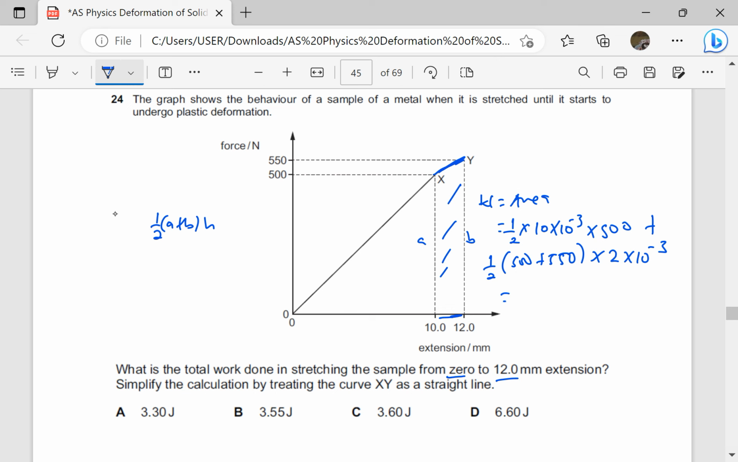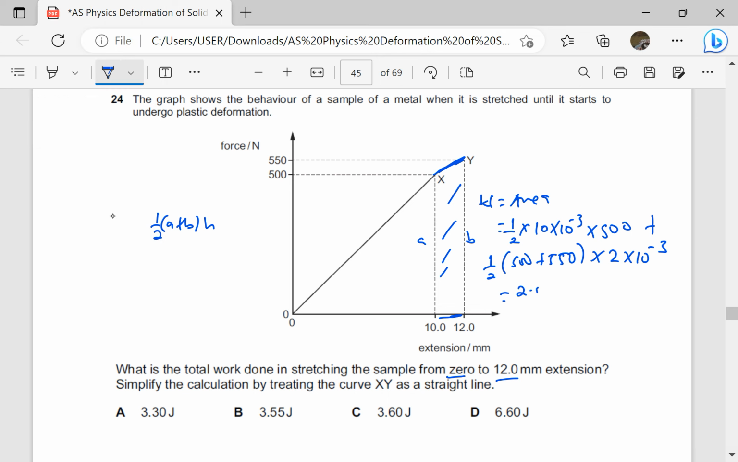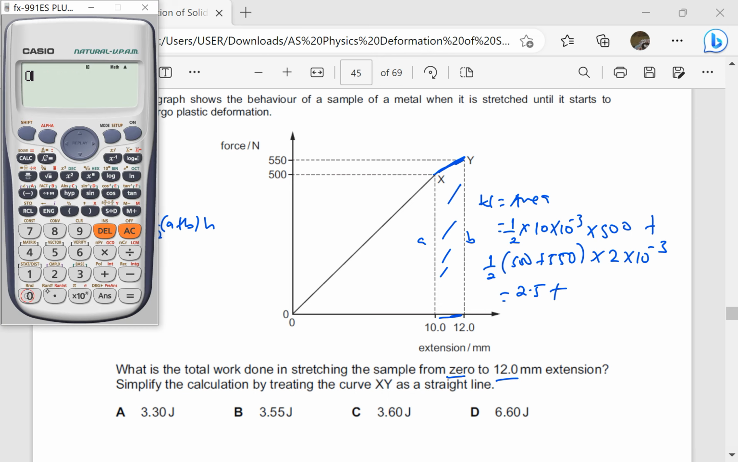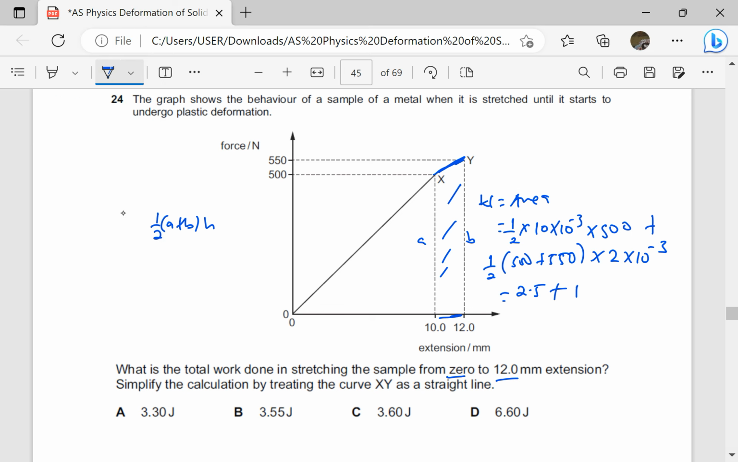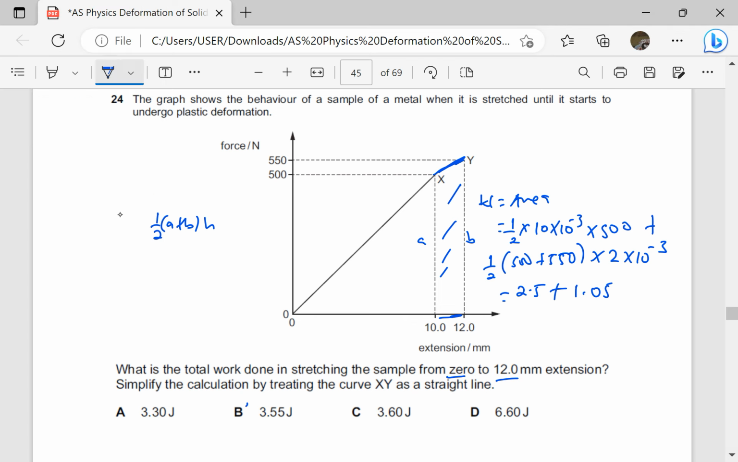So let's find the total. The first part is 0.5 times 10 exponent negative 3 times 500, which is 2.5. The second part is 0.5 times 500 plus 550, then times 2 exponent negative 3. That is giving us 1.05. So we add 2.5, which is giving us 3.55. So our answer is going to be B. That is 3.55 joules.